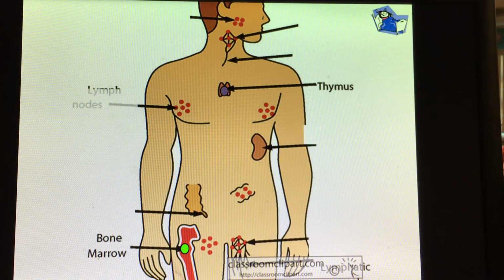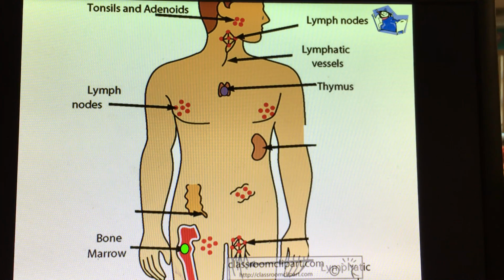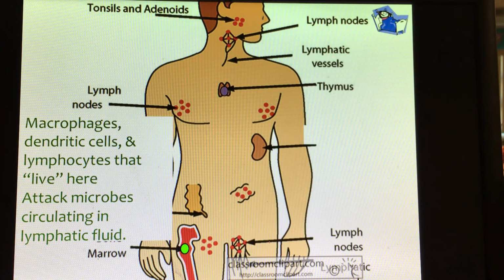So when we look at our lymphatic system, we have lymph nodes which are part of it. Our lymph nodes, keep in mind, as I mentioned earlier, are where we might find lymphatic cells, lymphocytes, B cells, T cells, but also macrophages and other dendritic cells. So here we have macrophages, dendritic cells, and lymphocytes that live in these lymph nodes, attacking microbes that might circulate in that lymphatic fluid.